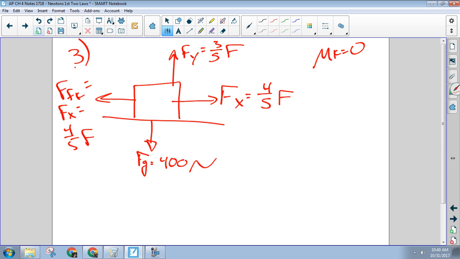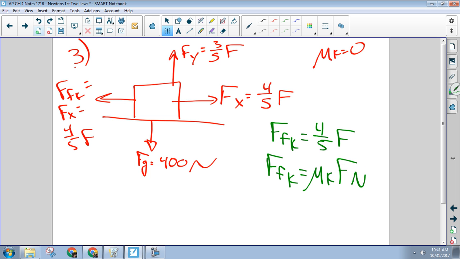I know something else about my force of kinetic friction. So here's what we just decided: my force of kinetic friction has got to equal Fx, right? And I know, because I took honors physics, that my force of kinetic friction is that.